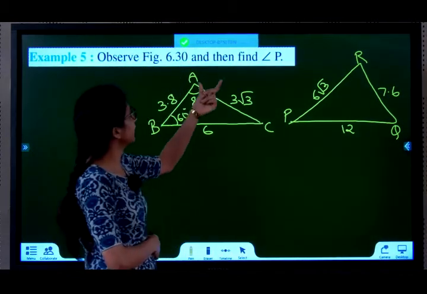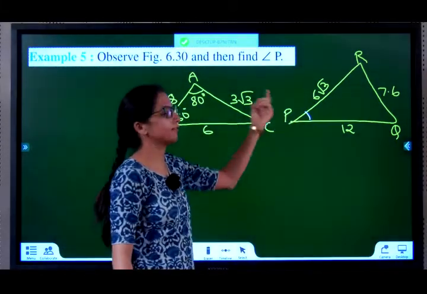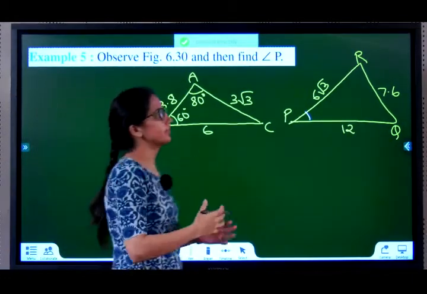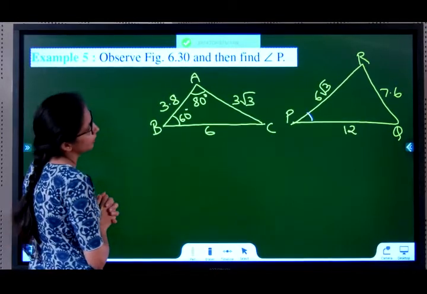Example 5. Observe the figure and then find angle P. They want this angle. Okay, if these two triangles are similar, we can find angle P very easily because all angles would be equal. Okay, so now let's begin.